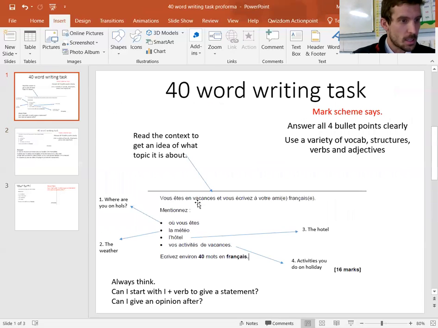Okay, so key things to remember. Go back to our plan. Read the context. Where are you? What situation you're in? What topic is it about? Because that will help you work out what the 4 bullet points are asking of you.